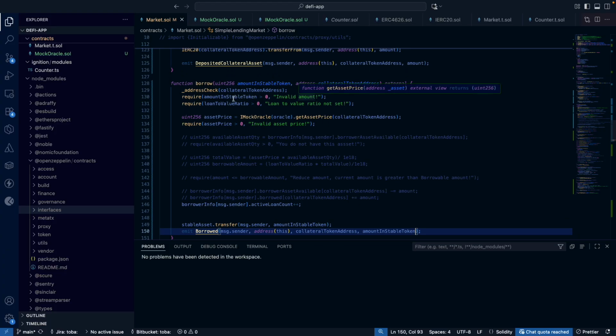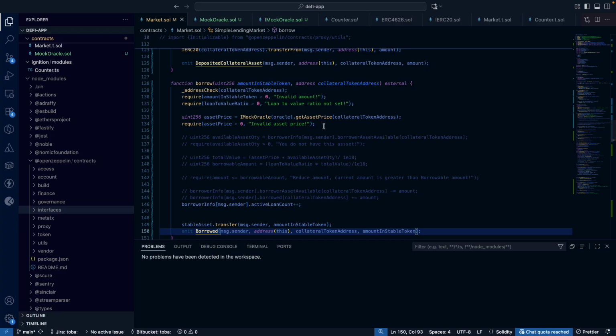We do our address check. We check if the amount of stable token is greater than zero, and we need to confirm that the loan to value is set greater than zero as well. So here we get the price of the collateral token asset, which is the asset that we're borrowing against. And if the asset price is not greater than zero, then we have an invalid price.